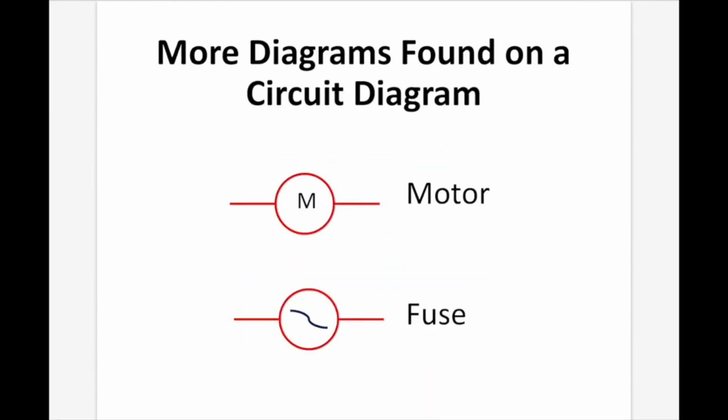Now, there's a couple other symbols you need to be aware of when you're drawing circuit diagrams. We have our motor, which is going to be our circle with an M, and we have our fuse, which is going to be this little squiggly line.